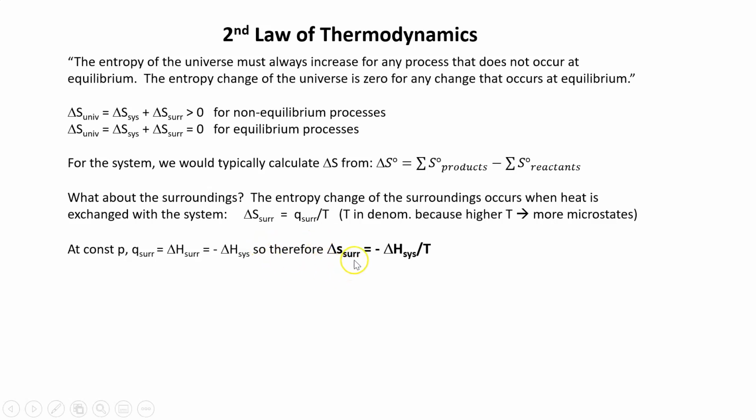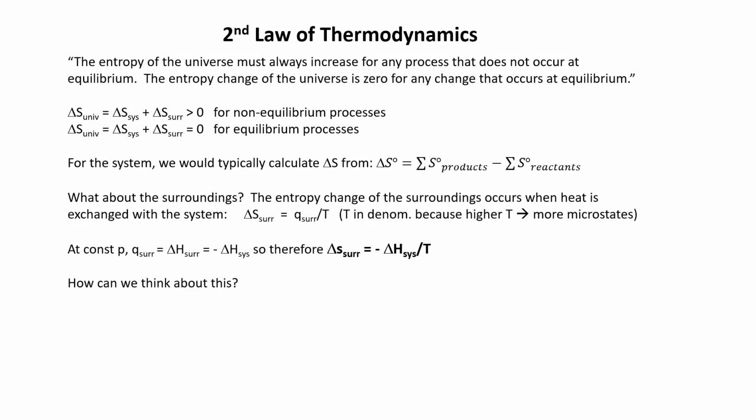So this is very useful because we can now say that the entropy change of the surroundings is equal to the negative of the enthalpy change for the system divided by the temperature. So these are all things that are accessible to us, and it turns out we can actually calculate whether or not the entropy of the universe is going up in a given process.